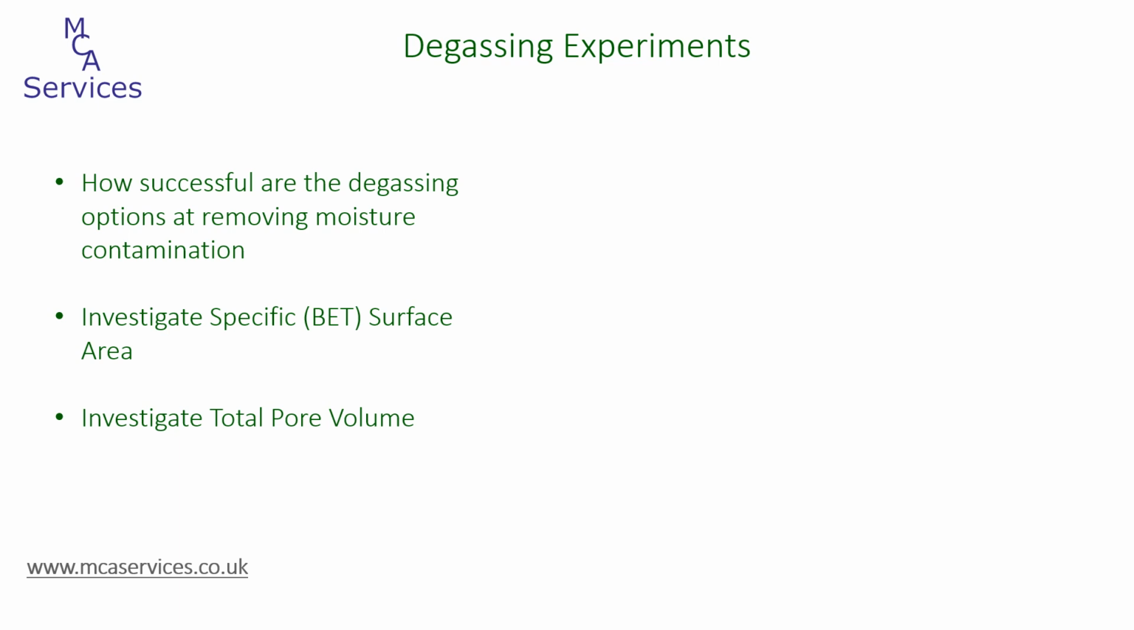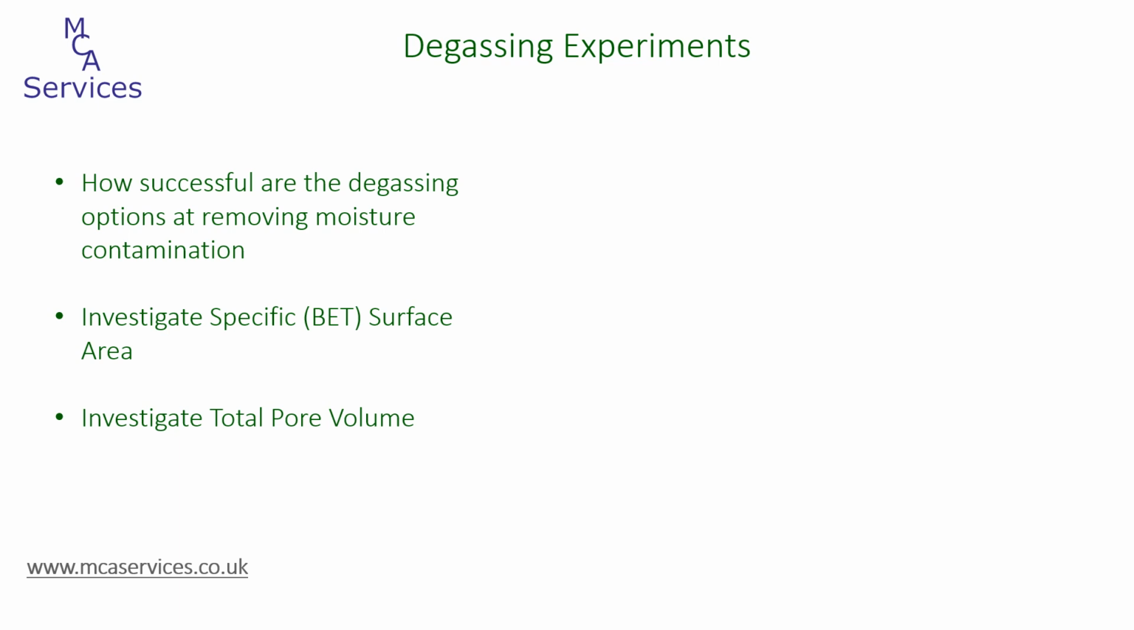The question then is how successful are the various degassing options at removing moisture from the sample and providing analytical results that match the fully dried sample. Given the insensitivity of average pore size, we'll concentrate on specific surface area and pore volume. It's worth noting that although the pore size distribution shows pores of approximately the correct size are present, it's their volume and also therefore their surface area that remain low for this particular material when contaminated with moisture.